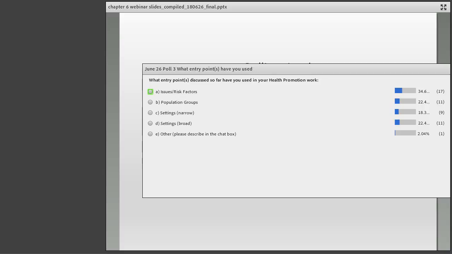It's interesting because a lot are saying issues and risk factors, and then population groups, and then settings. And I had just commented in the chat box that I felt like settings was the most common one, and it looks like it is if you look at narrow and broad settings together. Then when it comes to public health, we do a lot of our work that's settings-based. That's interesting. It's pretty closely tied with issues and risk factors, but less about population groups. That's really interesting, everyone.